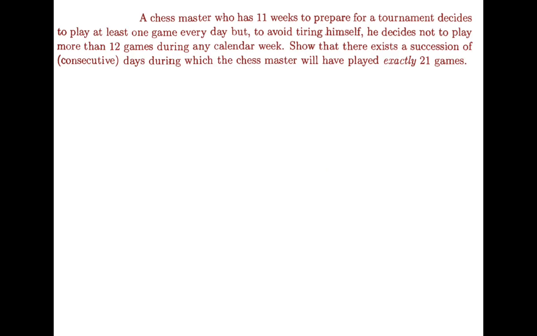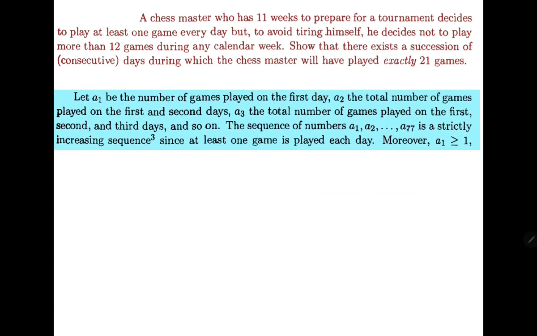So again, let's use some notation. Let's say a1 is the number of games played on the first day, a2 is the number of games played on the first and second days, and so on. Total 77 days are there, so I have a sequence a1, a2, up to a77. But the question comes: what needs to be proved first?